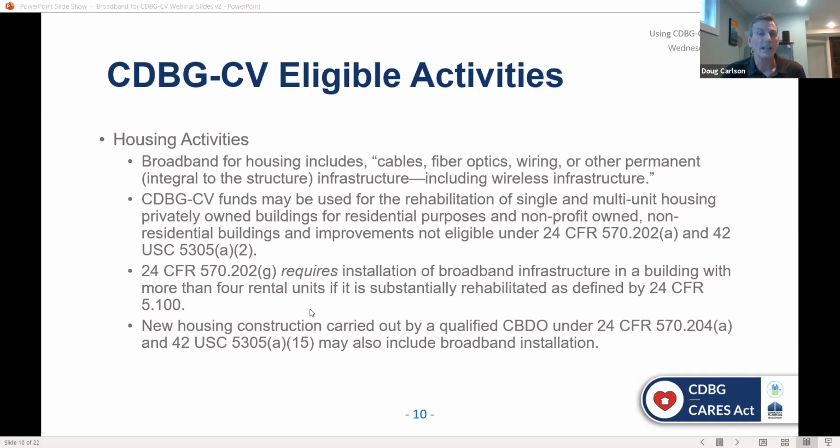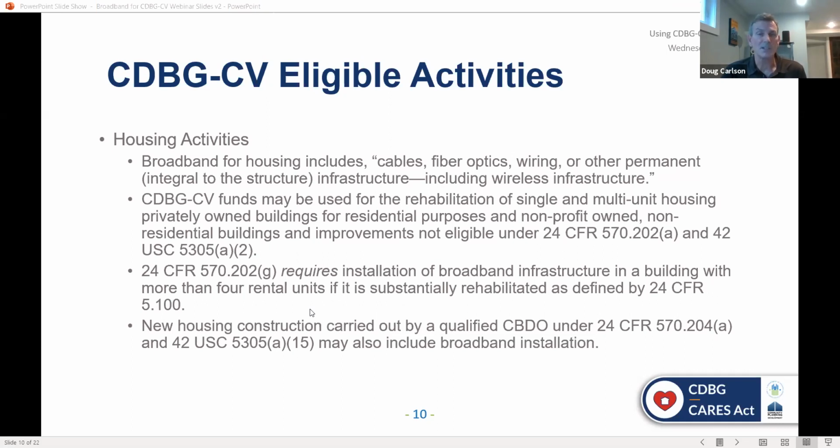Those are all eligible under 24 CFR 570.202. So as part of that, you can do broadband infrastructure or wireless connectivity or other types of activities that are related to that housing project that help increase access to broadband for low and moderate income households.